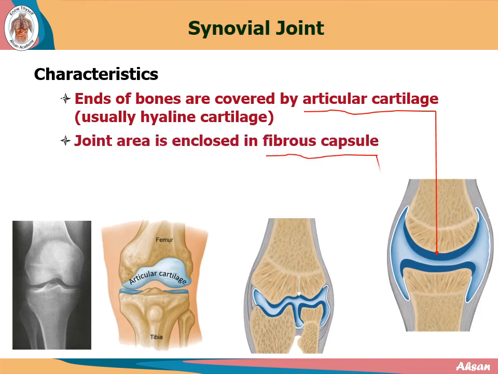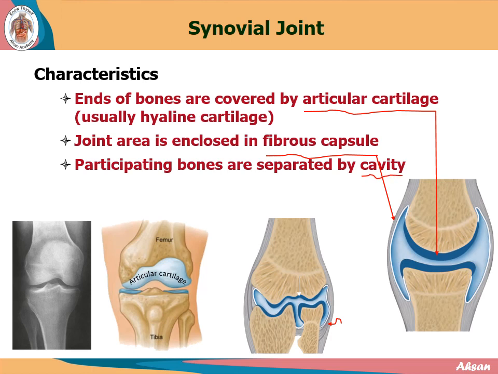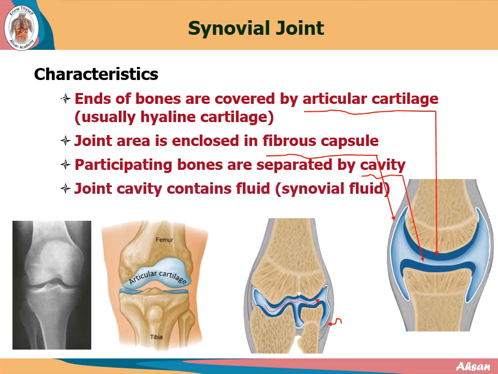The participating ends of the bones are covered by a thick sheet of connective tissue called the fibrous capsule. The arrow is indicating the fibrous capsule. So this encloses a cavity inside that is known as synovial cavity, the joint cavity, and it is filled up with fluid that is known as synovial fluid.